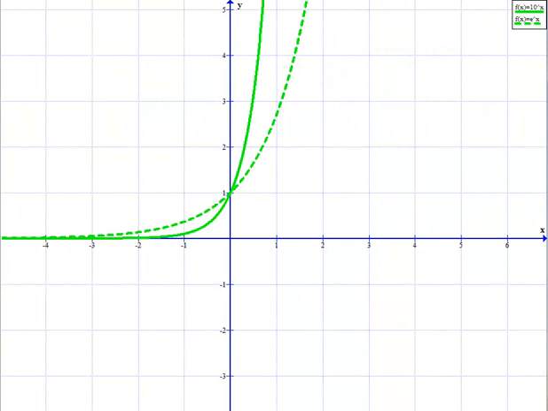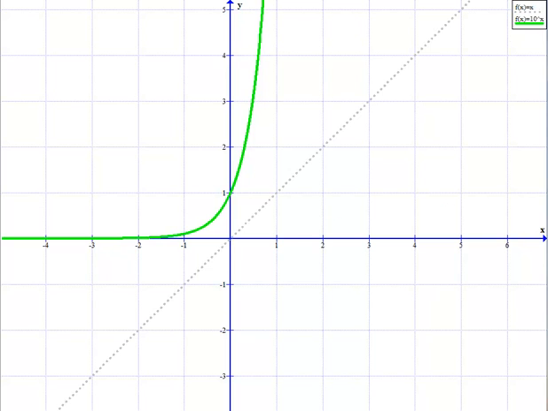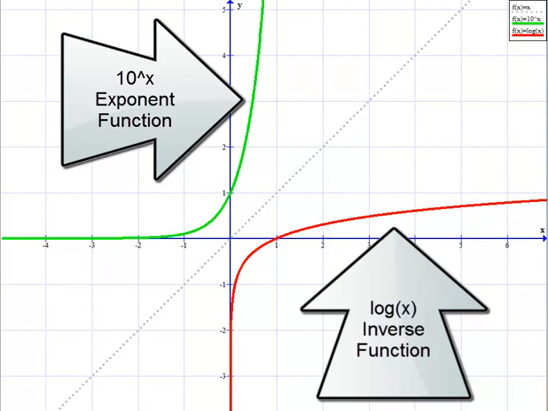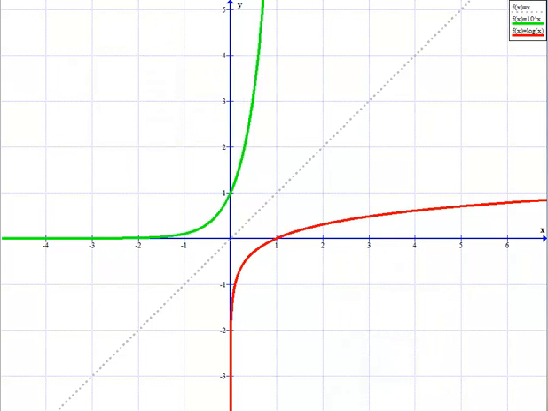Now let's take a look at the logarithmic function. Going back to just the function 10 to the x power, we're going to reflect it about the line y equals x. We've now reflected 10 to the x across the line y equals x, and the red line is the graph log base 10 of x, or the inverse function of 10 to the x power. The green line is the exponential function, the red line is the inverse or logarithmic function. Now we'll do the same comparison with the exponential e to the x and its inverse function, the natural log of x.